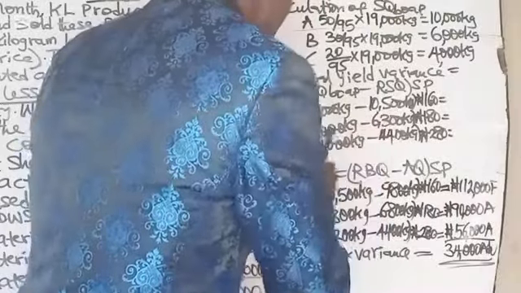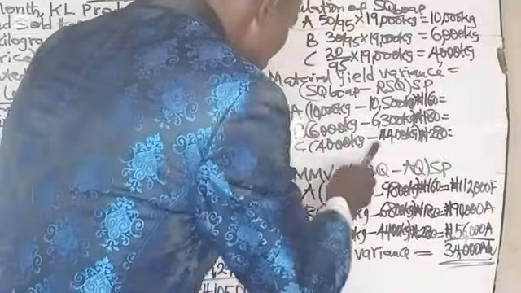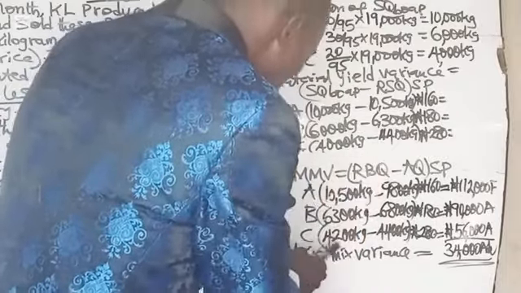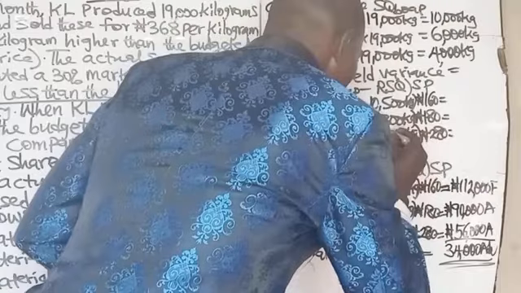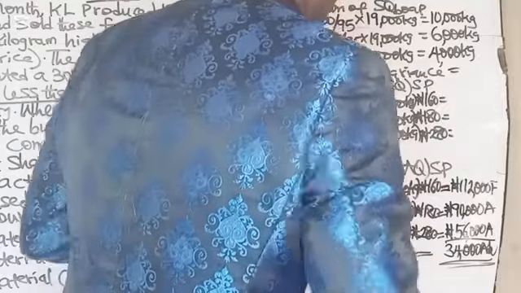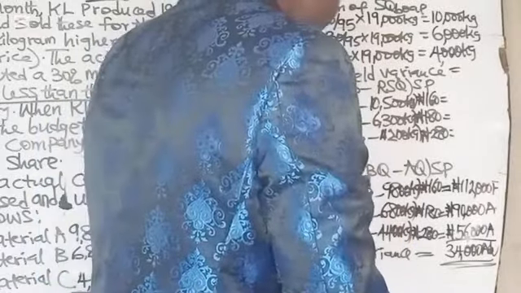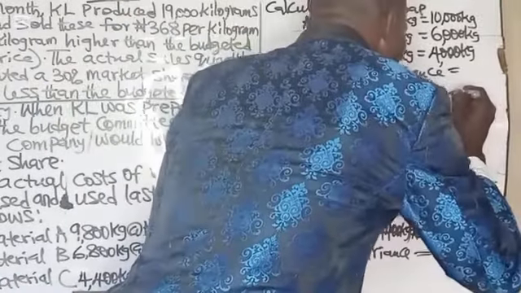Revised budgeted quantity for A, 10,500. B, 6,300. C, 4,200. I mistakenly wrote 4,400. Let me correct that. Now, let's calculate material yield variance. We said that would be 10,000 minus 10,500. That would be 500. 500 times 160 gives us 80,000 naira.